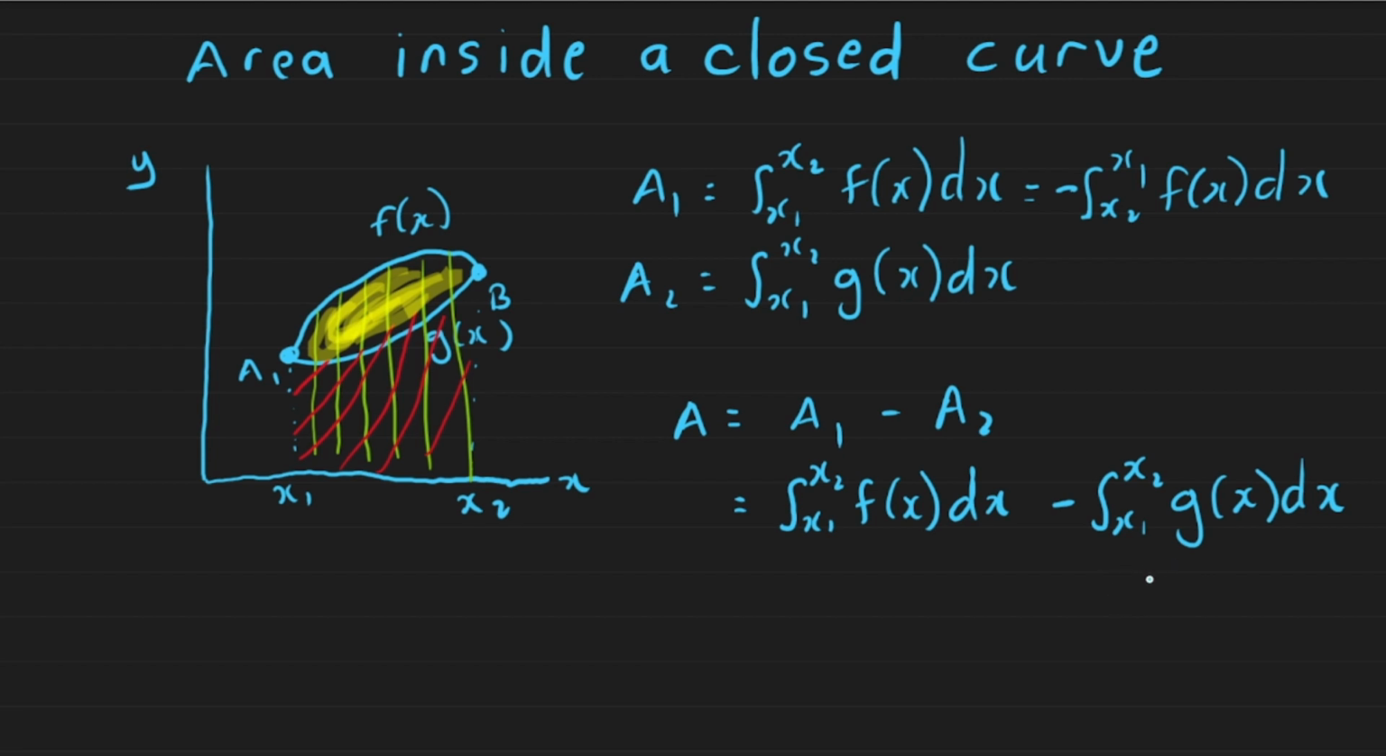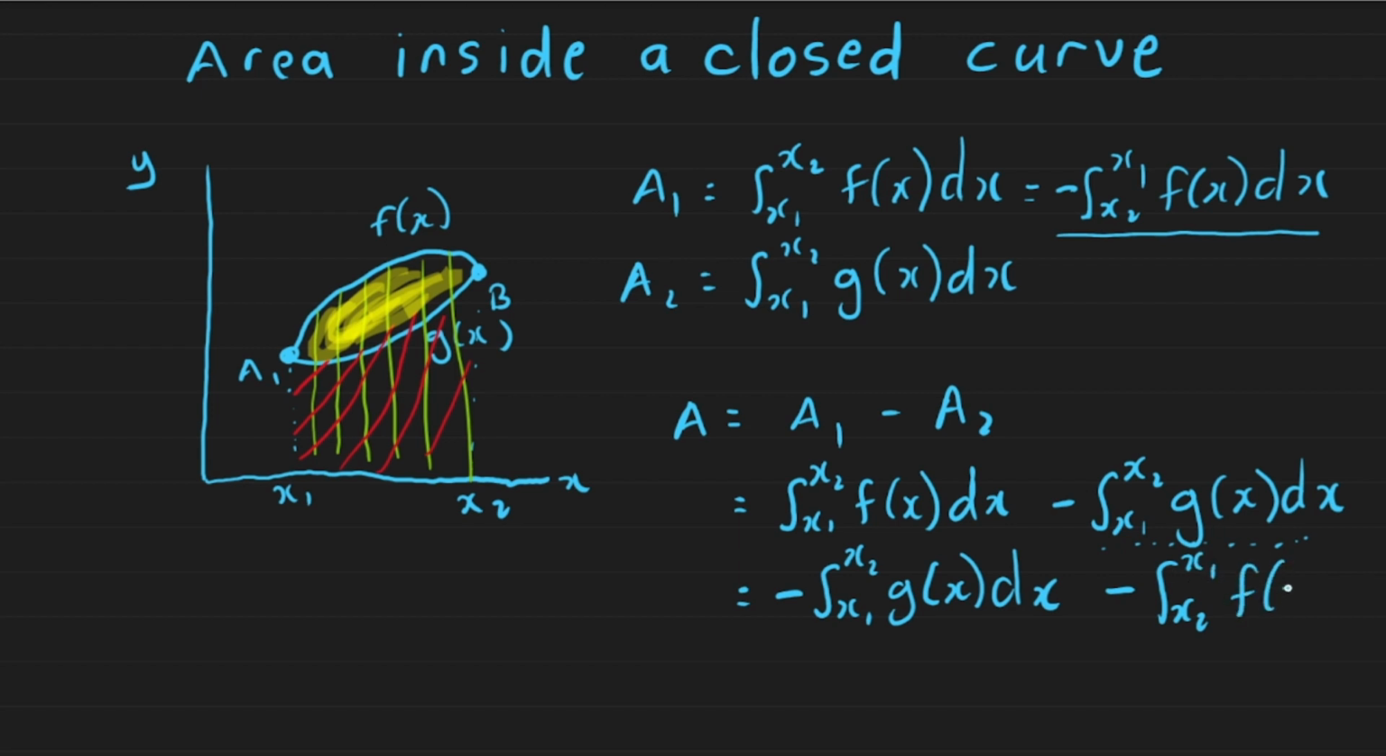So what we're going to do now is reverse the order of integration as we've indicated here for f of x, and we're just going to put this second term with respect to g of x in front. So we're going to say minus the integral from x1 to x2 of g of x dx minus the integral from x2 to x1 of f of x dx.